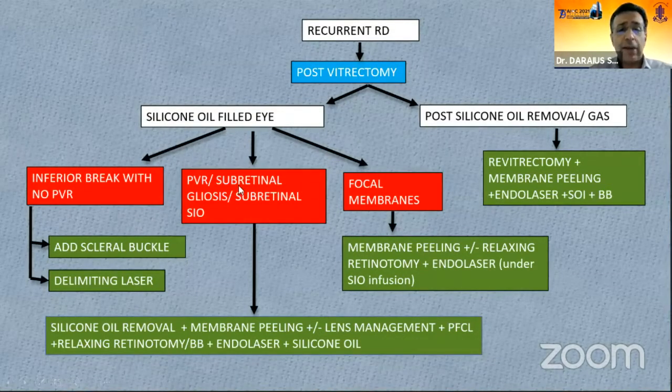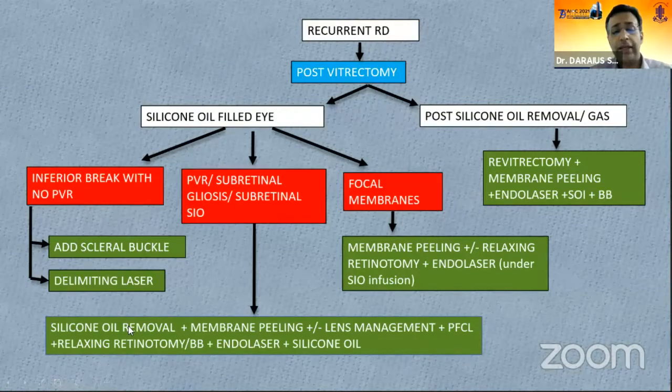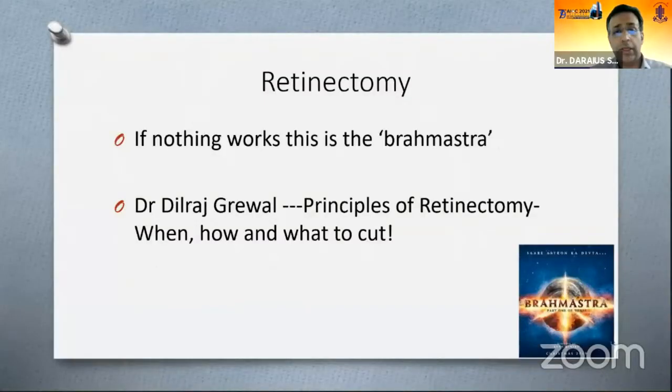But if there's PVR with subretinal gliosis, or if there's extensive subretinal oil, then I would definitely recommend silicone oil removal, membrane peeling, manage the lens, use PFO to help you, do as much of a relaxing retinotomy as required, do laser, and re-inject the silicone oil. So I think the Brahmastra has already been discussed by Dr. Dilraj. So thank you very much.